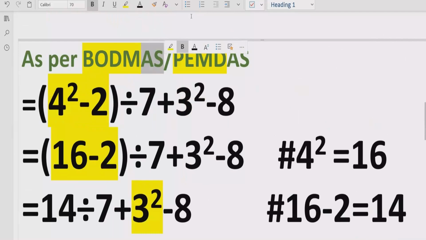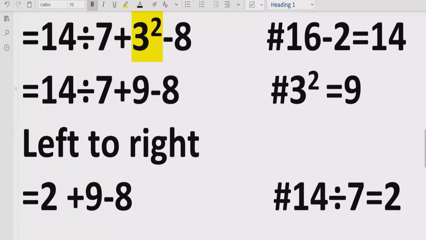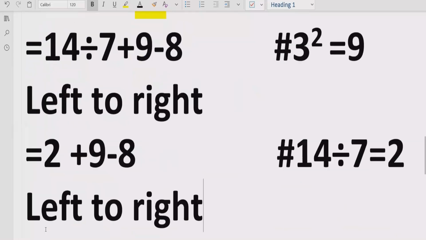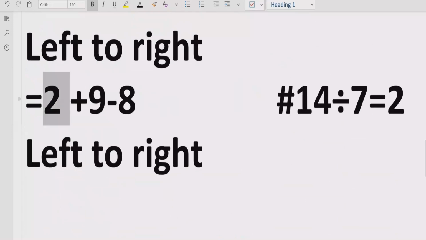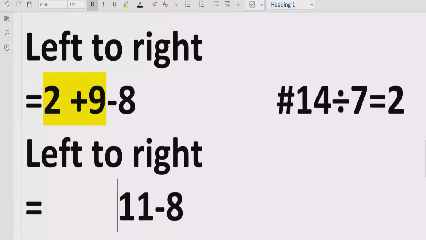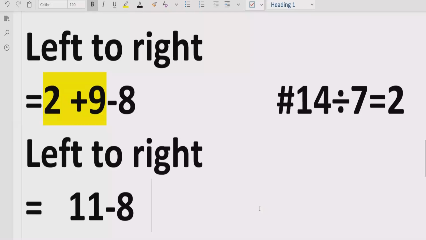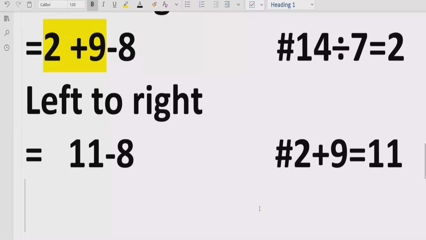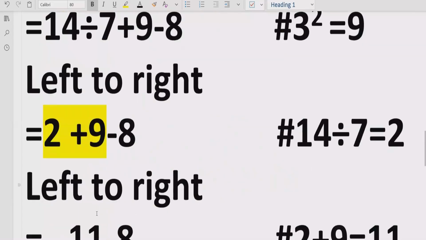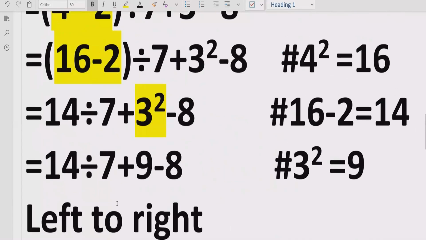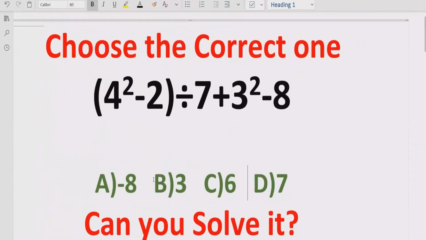Now we have to solve the addition and subtraction. So what we have to do is go left to right and find out which is coming first. So now we have 2 plus 9, which is equal to 11, minus 8. And here we give the reference: 2 plus 9 equals 11. Now move forward. We have here two terms which are subtracted from each other. So now we have the answer, which is 3. So the answer of the given expression is 3. If you see the answer list, answer B is the correct answer of this expression.